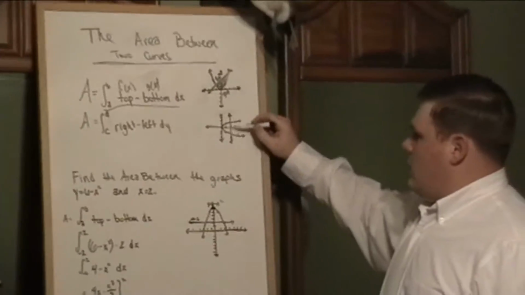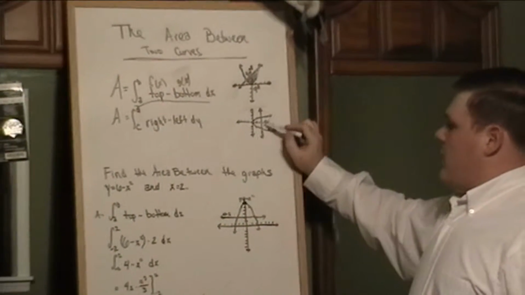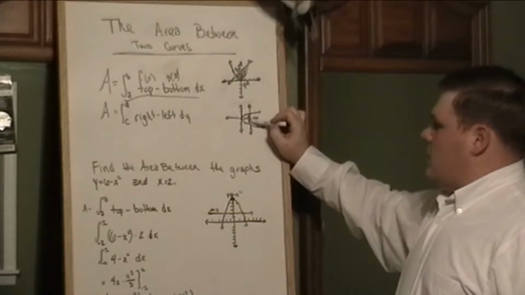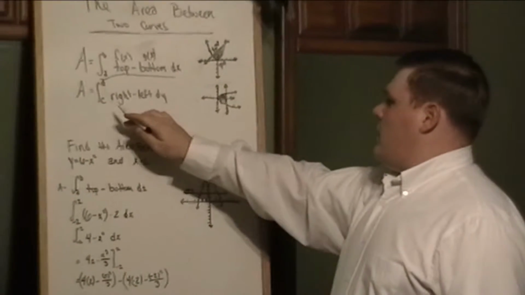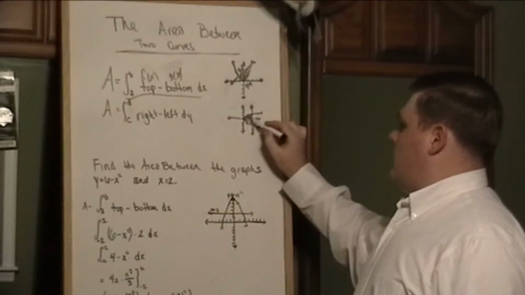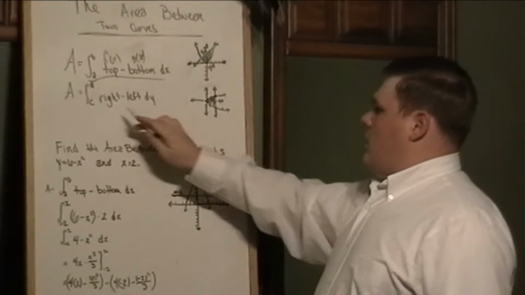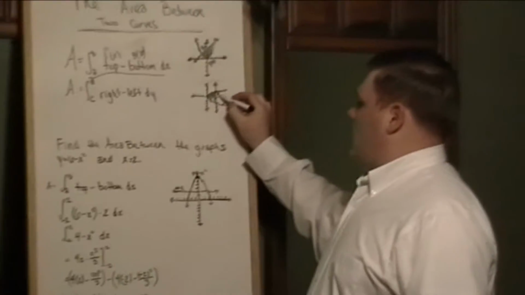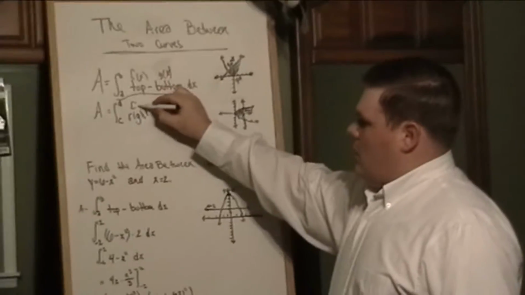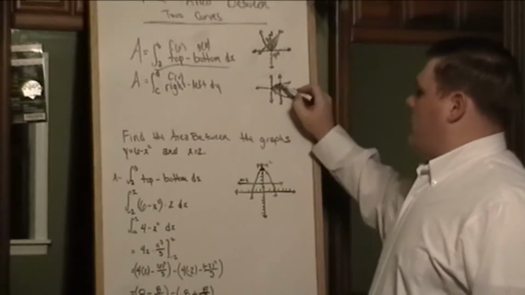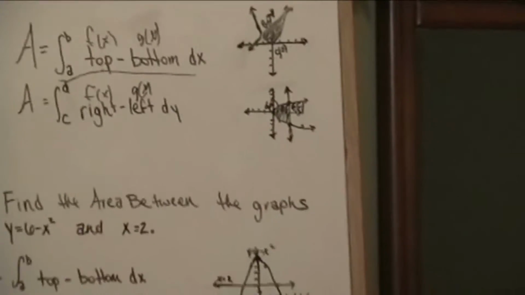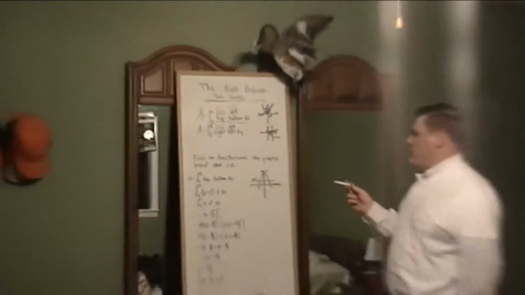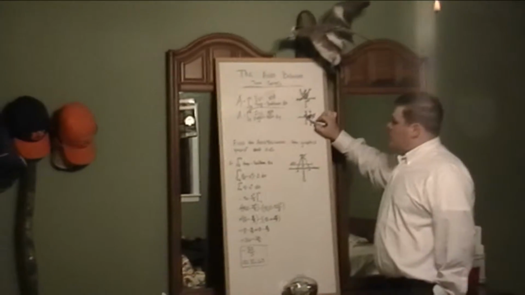Now, another example here is your right minus left. Right here we have a function straight up and down that's definitely on the right compared to this one. And we're trying to find this space here. So this integral will be the integral of your boundaries on your y-axis from here to here of your right function, we'll call this f of x, minus your left function, we'll call that g of x. So that's how you set up an area problem for finding the area between two different curves.